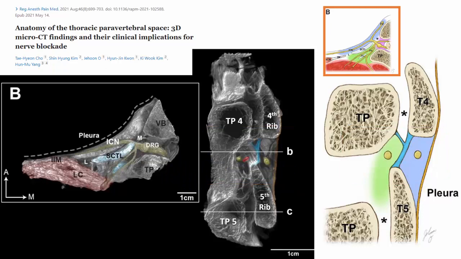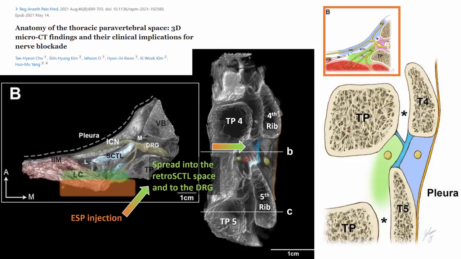Thus, if we perform an injection deep to the erector spinae muscle fascia within the ESP plane, there is no significant barrier to spread into the retro-SCTL space, where local anesthetic acts on both the dorsal ramus as well as the spinal nerve and dorsal root ganglion within the intervertebral neuroforamen. There can then be further spillage of local anesthetic through the medial and lateral slits into the true paravertebral space, where it can then act on the ventral ramus.